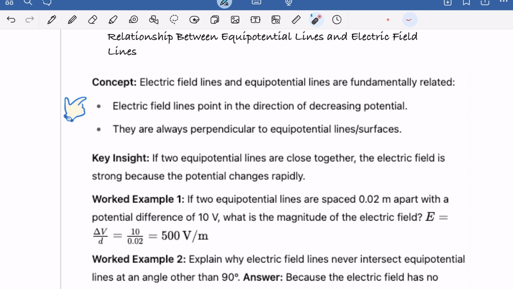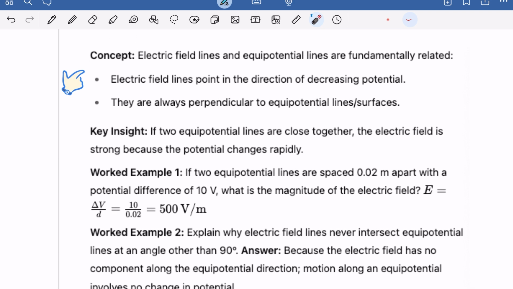Okay, so now here's the question. If two equipotential lines are spaced 0.02 meter apart and the potential difference is 10 volts, what is the field? Oh, you just divide them, because we know it's a change in potential over distance. We've done that so many times. Maybe you wrote it as V equals E times d, same thing, right?